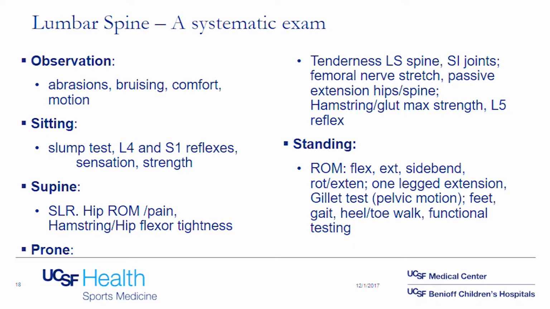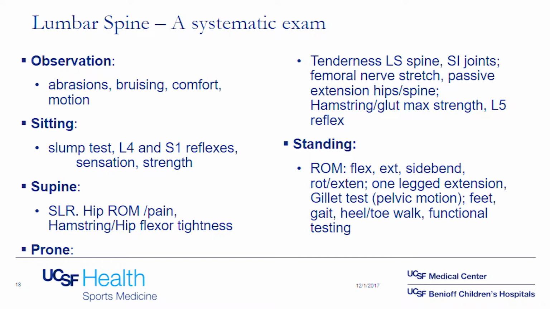Okay, so the systematic exam that I like to do: observation. I look for any abrasions, etc. Then I move on to sitting, where I check reflexes, sensation, strength. I do a slump test. Supine exam, I lie them down. I do a straight leg raise. I check their hip range of motion, hamstring tightness, which can contribute to back pain. And then I palpate, at that point, the LS spine, SI joints. I can do a femoral nerve stretch test.